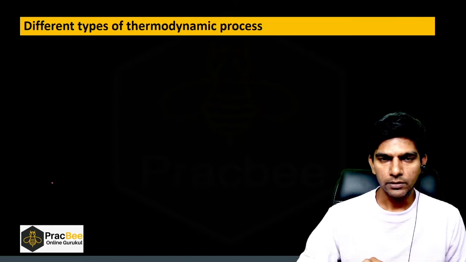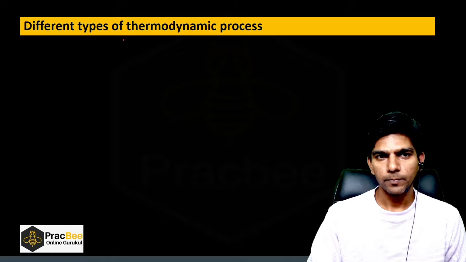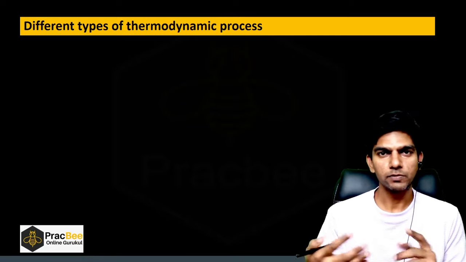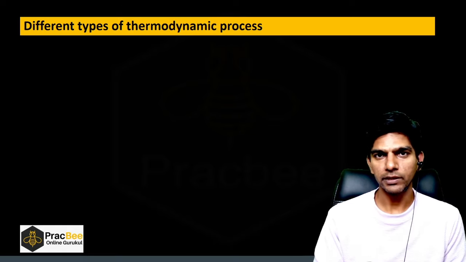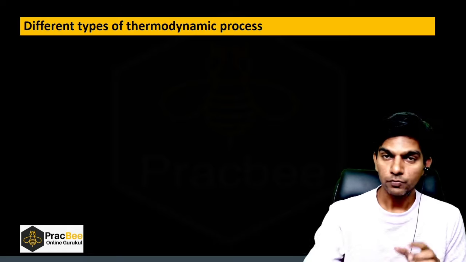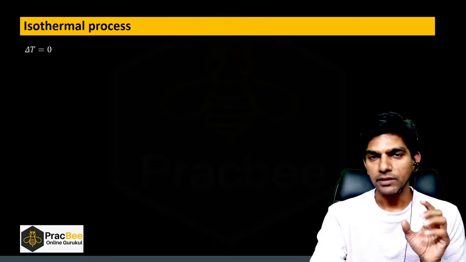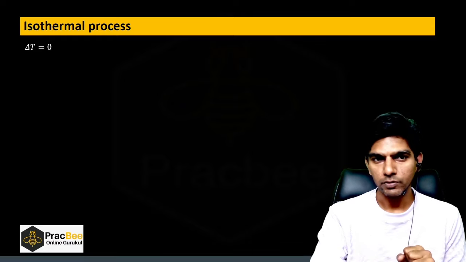Now let us see another concept, that is the different types of thermodynamic processes. So we'll cover all the processes. First we'll cover isothermal, then isobaric, isochoric, then adiabatic, polytropic, and cyclic process. So one by one, right? So isothermal process. In an isothermal process, there is no change in the temperature. So delta T will be 0.